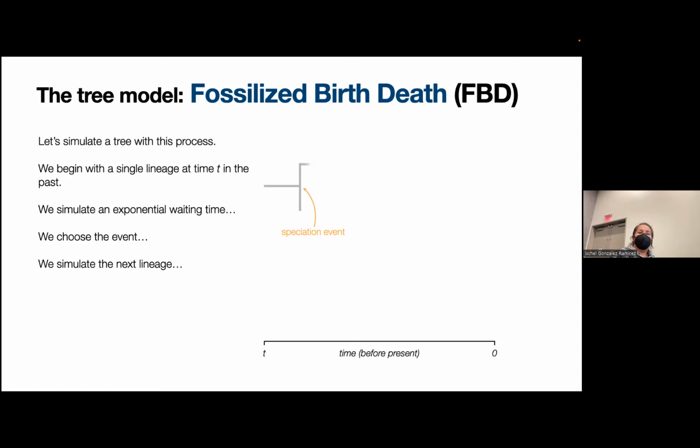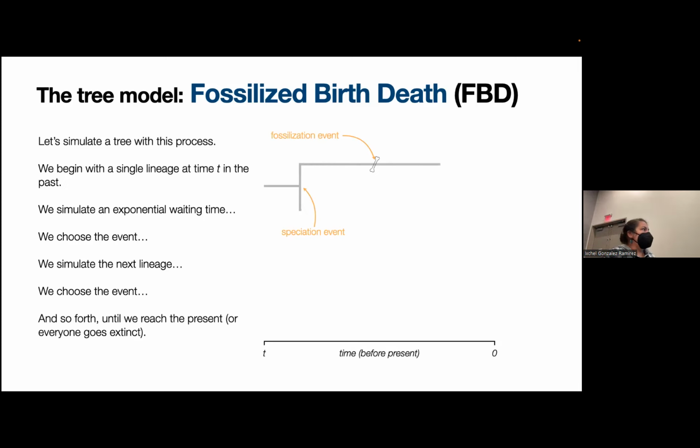Then we start with one of the branches, one of the lineages on top. So I continue my process. And then something else happens after my waiting time, which in this case is a fossilization event, right? So I can leave a fossil. And I keep going.